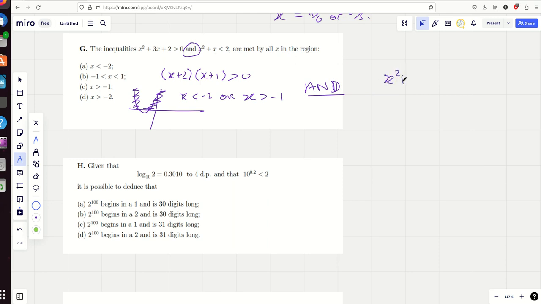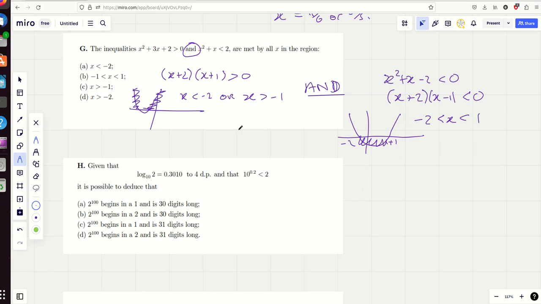x squared plus x minus 2 is less than 0. And so, what is that? x plus 2, x minus 1 is less than 0. Now, we want this to be underneath, between minus 2 and positive 1. And so, the solution to that is minus 2 is less than x, which is less than positive 1. So minus 1, that's positive 1.